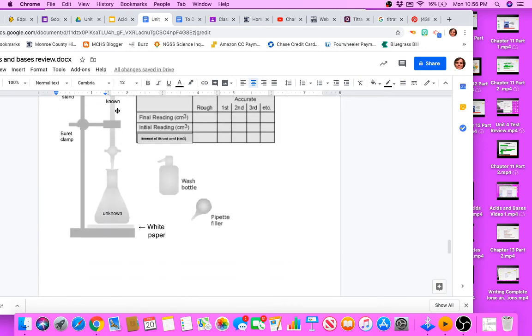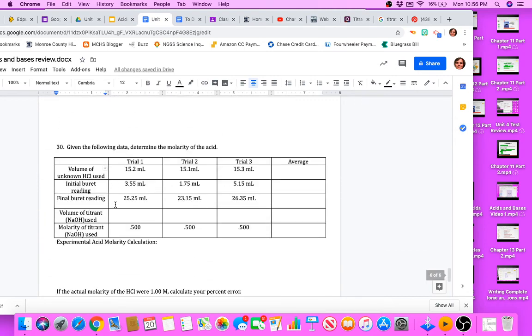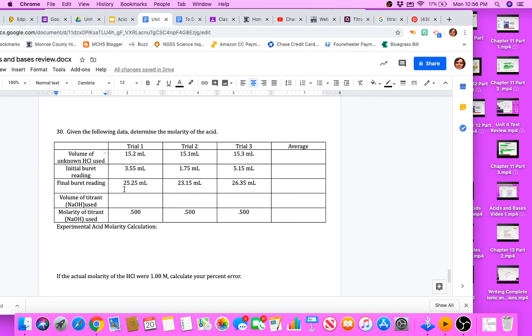Then we delivered sodium hydroxide into our hydrochloric acid until we got the pale pink color change. And the final reading of that burette is 25.25 milliliters. So then what we do is we subtract these two, final minus initial, and that gives us the volume of NaOH, which is our titrant that we used.